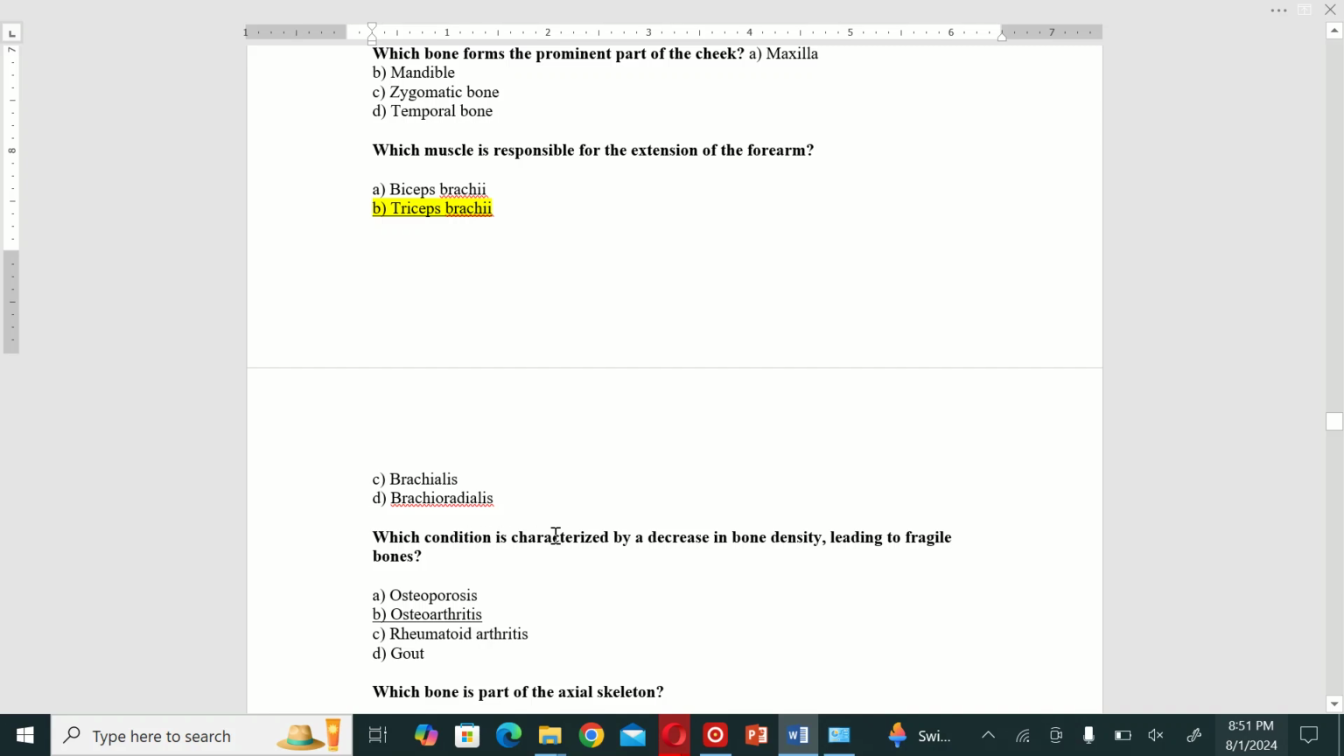The next MCQ is: which condition is characterized by a decrease in bone density leading to fragile bones? A. Osteoporosis, B. Osteoarthritis, C. Rheumatoid arthritis, D. Gout. So the correct option is B.